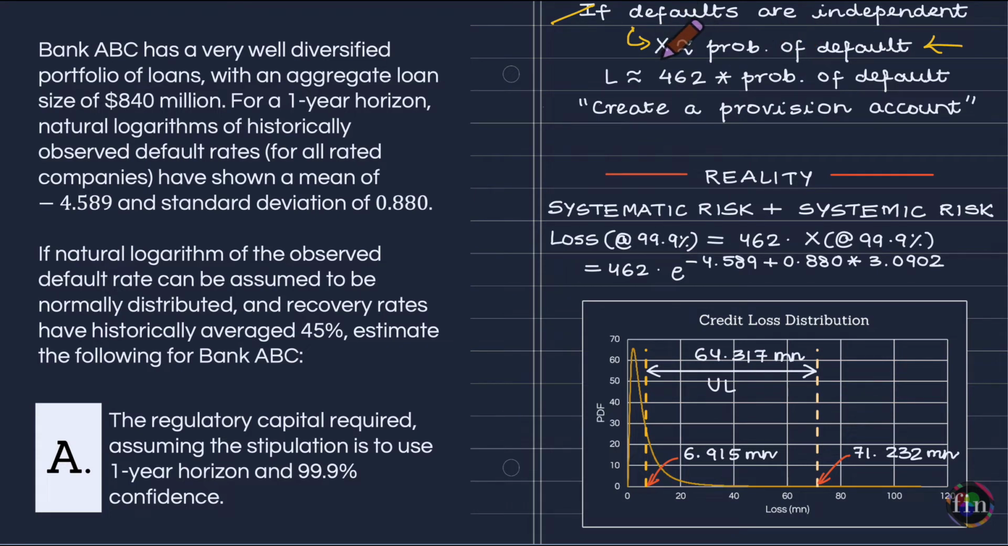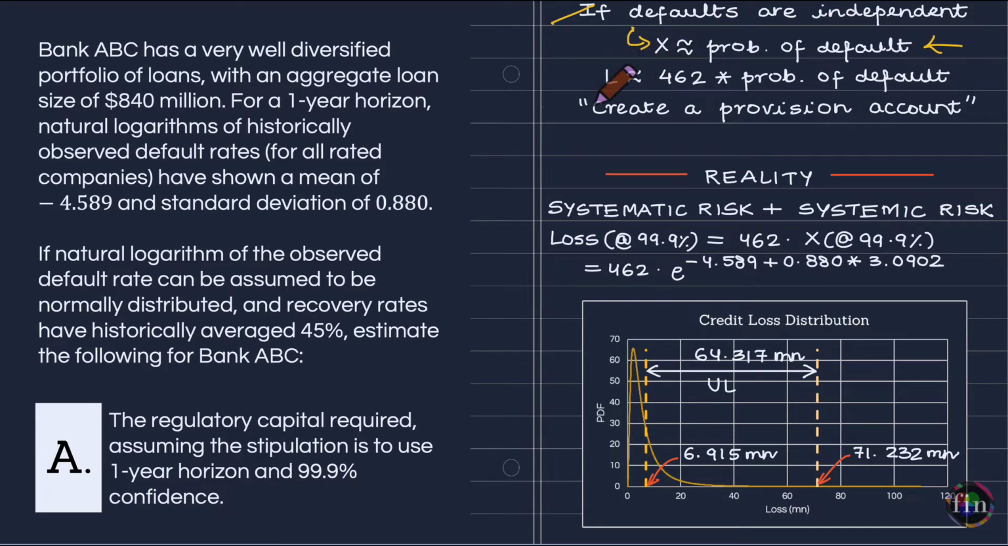If X doesn't have too much variation attached to it, it means that 462 times X, which is my loss, also will not have too much variation attached to it. Loss will be actually very close to the expected loss. Okay, this from a credit risk management standpoint is a very simple situation to deal with.